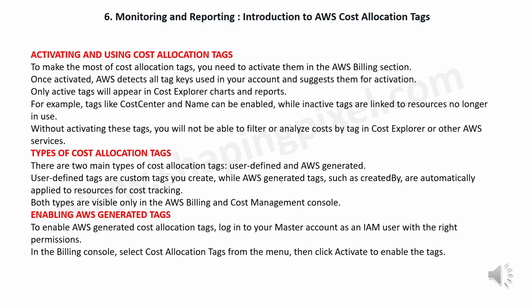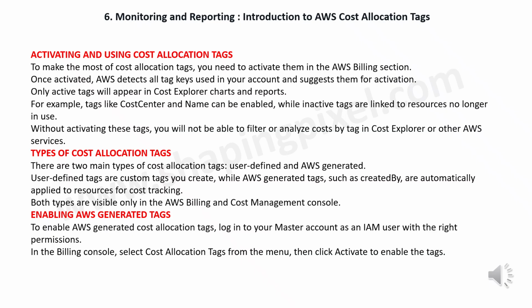AWS cost allocation tags are essential tools for tracking and managing your cloud spending. These special tags help you organize costs by project, department, or any custom category, making it easier to visualize and allocate expenses across your organization. To make the most of cost allocation tags, you need to activate them in the AWS billing section. Once activated, AWS detects all tag keys used in your account and suggests them for activation. Only active tags will appear in Cost Explorer charts and reports.